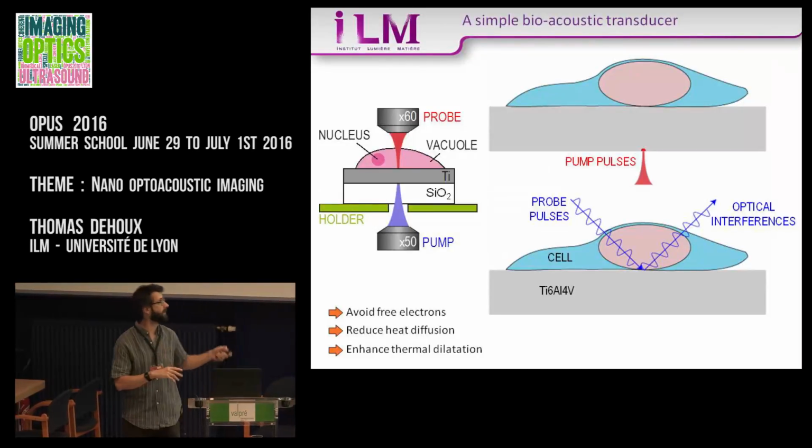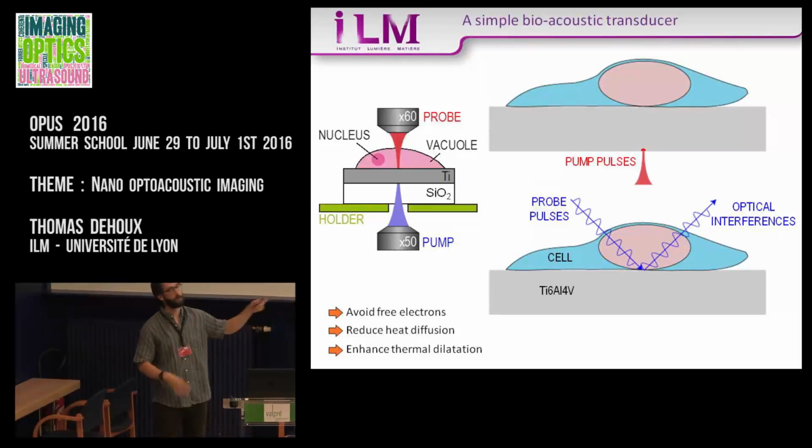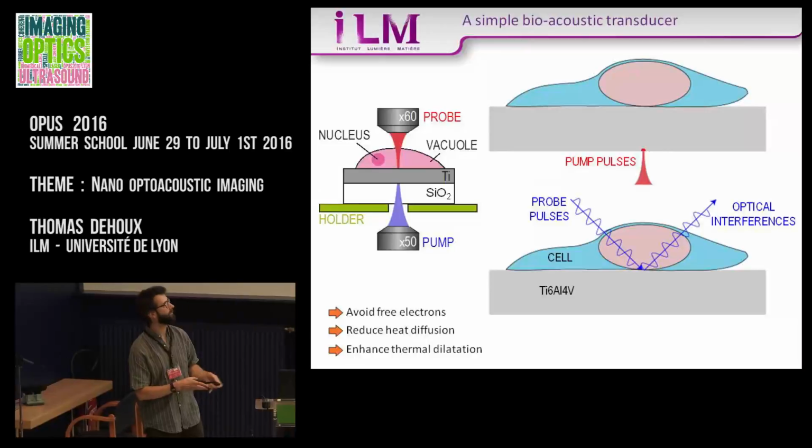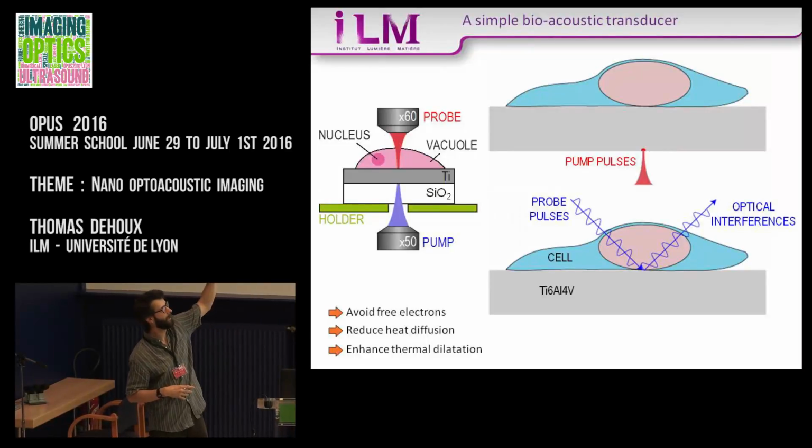So what happens in this case is that we have the pump pulses, which are focused at the bottom of the metallic layer. It heats up, dilates, and generates an acoustic wave that propagates through the metal film and reaches the cell where it is partially transmitted. So you have an acoustic wave that propagates inside the cell.